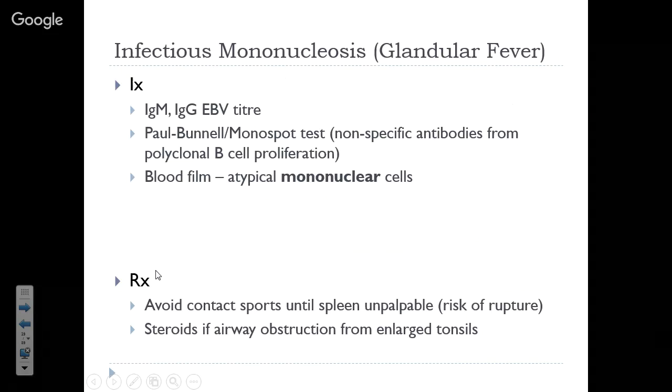Investigations-wise, you can do serology again. The monospot or Paul Bunnell test basically are detecting antibodies from proliferation of polyclonal B cells. And on a blood film, you'll get atypical mononuclear cells as well, hence infectious mononucleosis. In terms of advising for treatment, you want to advise these kids to avoid contact sports until their spleen is not palpable anymore, because there is an increased risk of rupturing the spleen. And you can consider steroids, I guess, in some circumstances if the tonsillar hypertrophy causes a severe form of airway obstruction.